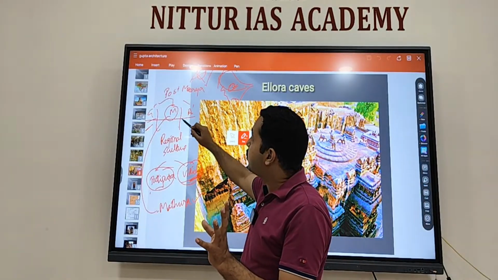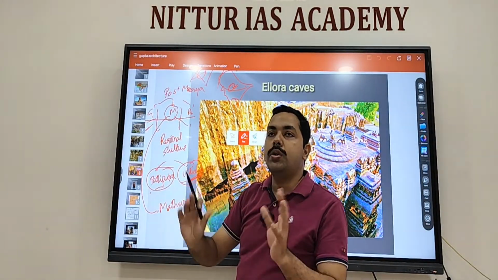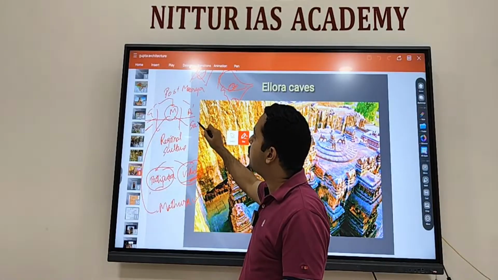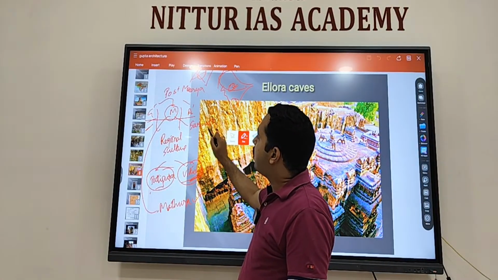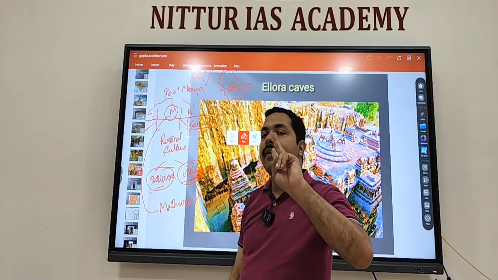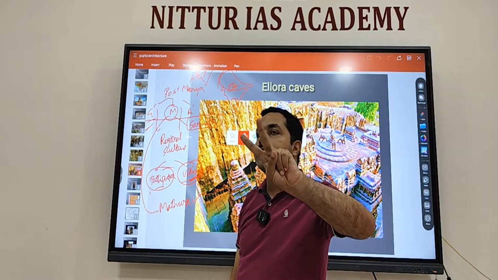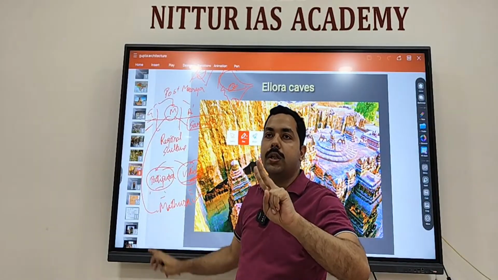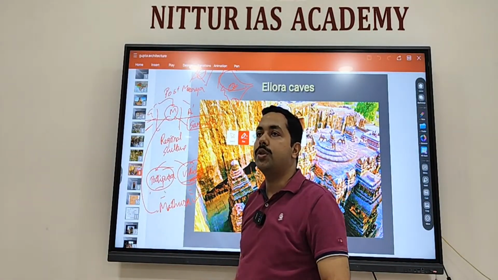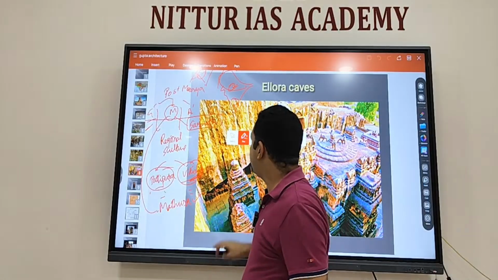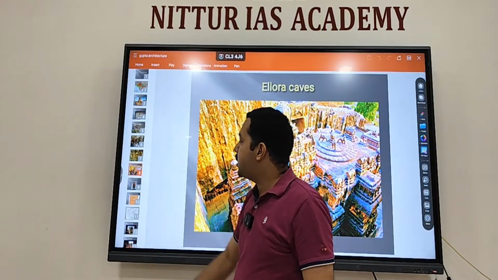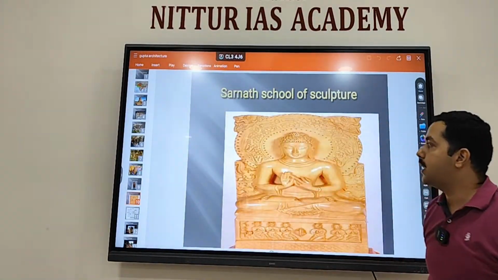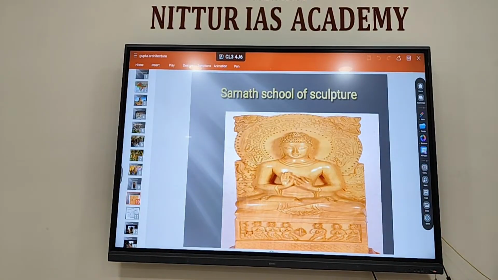But along with the Mathura, there is one more broader school developed, which is called the Sarnath school of sculpture. So you have the Mathura school and the Sarnath school, two major schools, and two minor regional schools, Patliputra and Vidisha. These sculptures developed during the Gupta period. Now you see this is a figure of Buddha in the Sarnath school of sculpture.